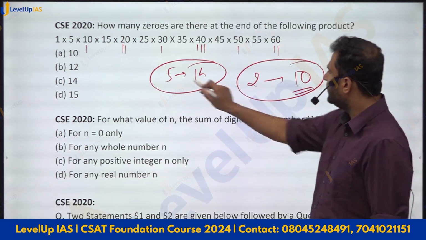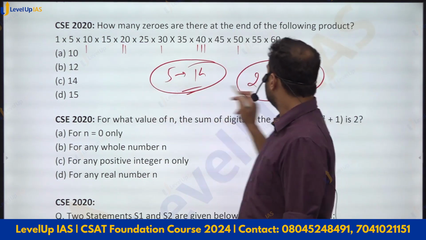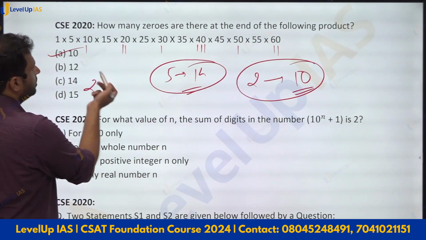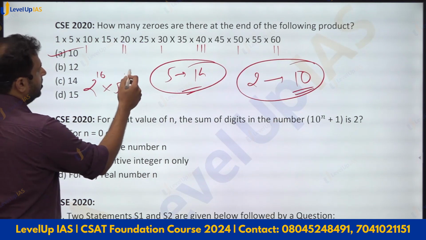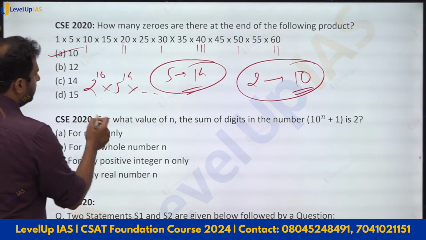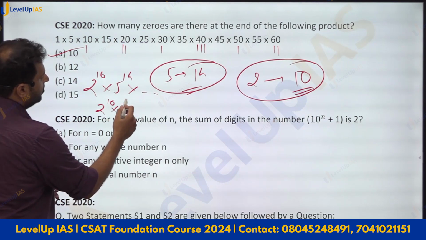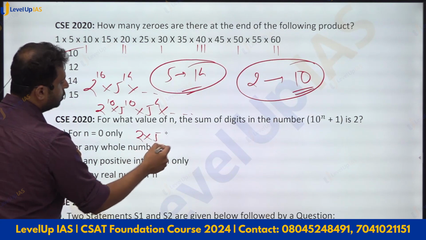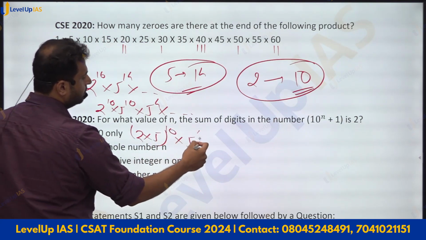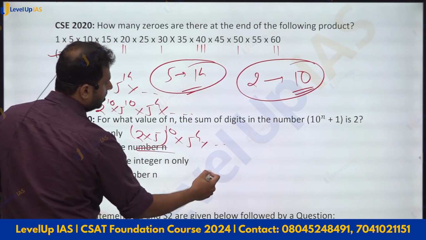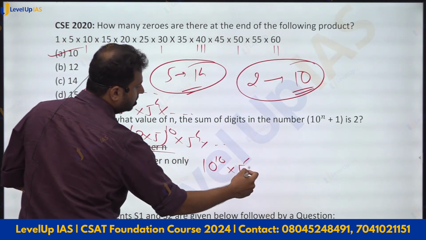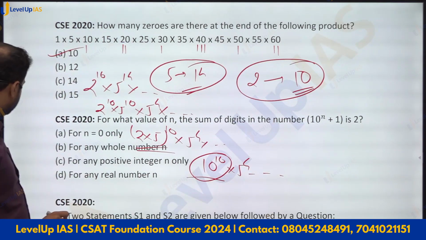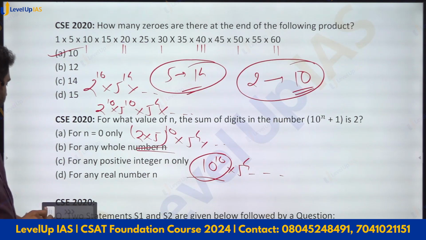So 2 and 5 both have to appear, so the lesser of them, 10, is the answer. Basically we have 2 raised to 10 into 5 raised to 14 into maybe some other numbers, which is equal to 2 raised to 10 into 5 raised to 10 into 5 raised to 4 into some other numbers, which is equal to 10 raised to 10 into 5 raised to 4 into some other number. So the maximum number of times 10 appears is 10. That is why the number of zeros is 10.